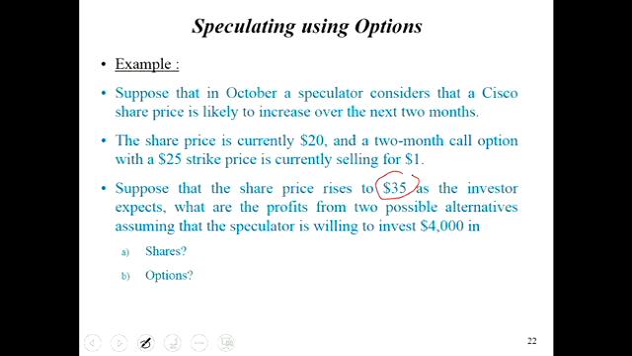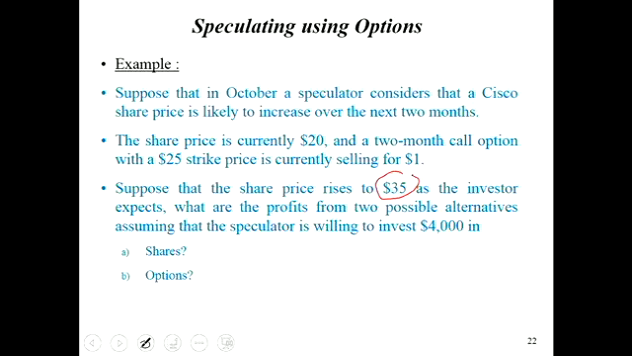If you have $4,000 to invest, how many shares can you buy? $20 each. If you have 4,000, 200. And if it goes up to $35, how much do you have at the end? 7,000. Yeah, 7,000. So if you invested your $4,000 in shares, that's a good return over that couple of months period, and you would earn $3,000 on it.